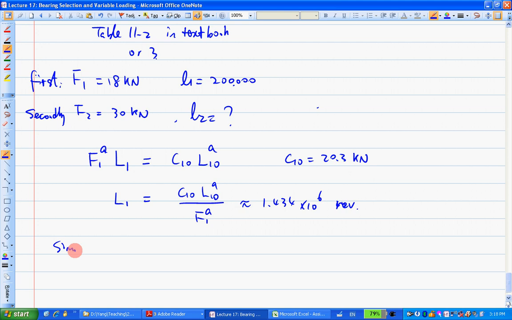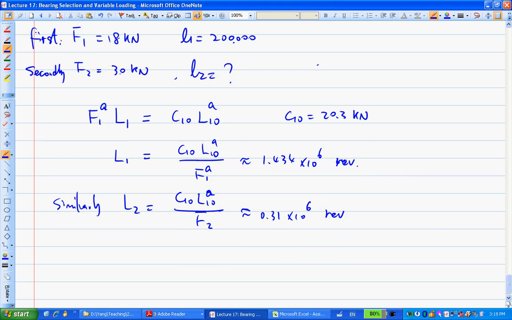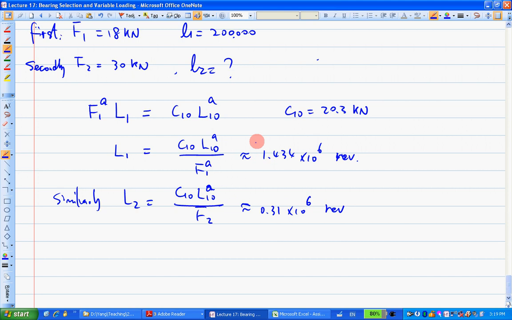Similarly, find the L2. So capital L2 is subject to F2, and that's approximately 0.31 times 10 to the power of 6 revolutions. That makes sense because F2 is greater than L10, so it's less than 1 million, and F1 is less than L10, so capital L1 is greater than 1 million revolutions. Once you find capital L1 and L2, from our derivation, it's small L1 over capital L1 plus small L2 over capital L2, which is equal to 1.